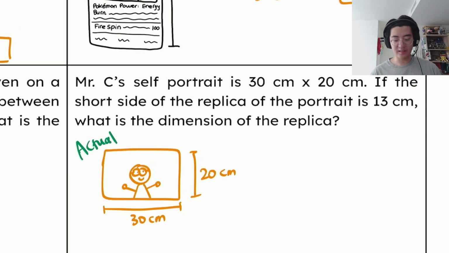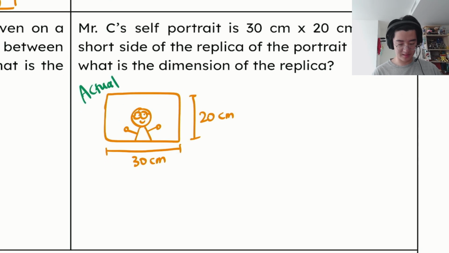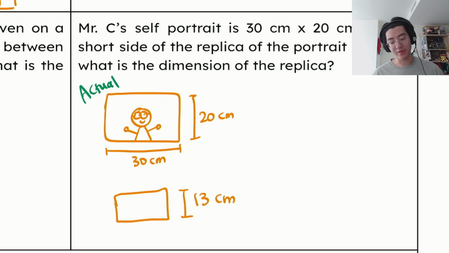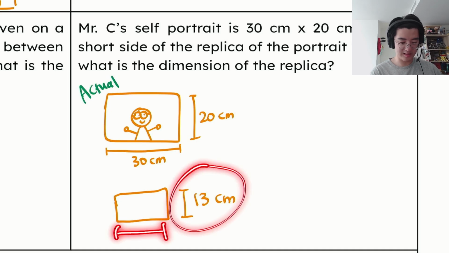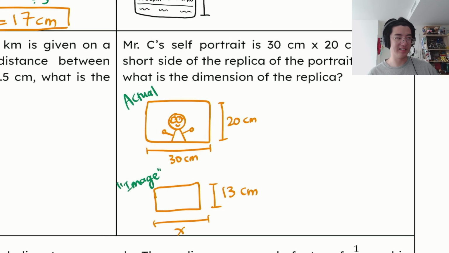Right. And now there's a replica of the portrait, and the short side of it is 13 centimeters. So we got a smaller one, and the short side here is 13 centimeters. And now what's the dimension of the replica? In other words, if we know this side is 13 centimeters, how long is this side? Right. That's the dimensions. So this is like our image here. Okay. And from here, what's the scale factor?